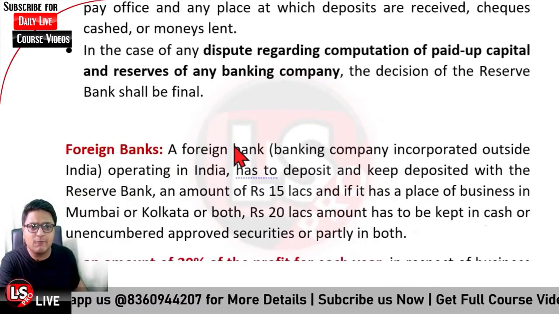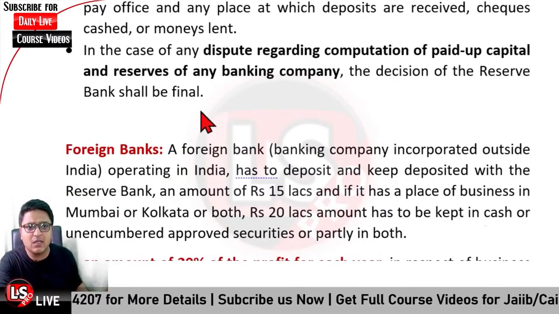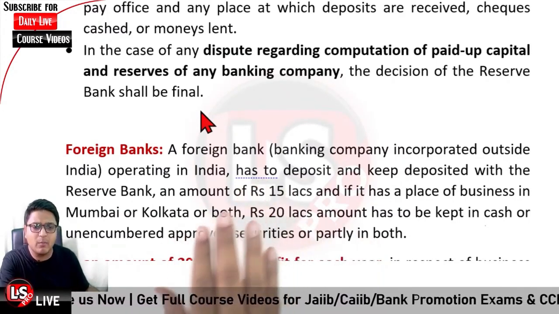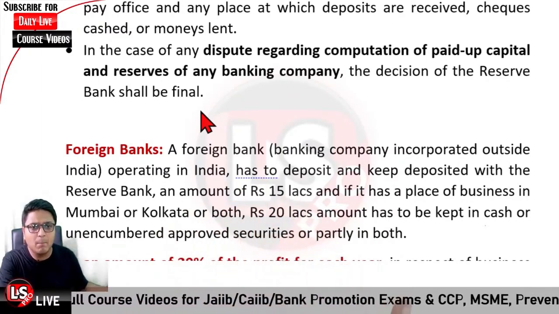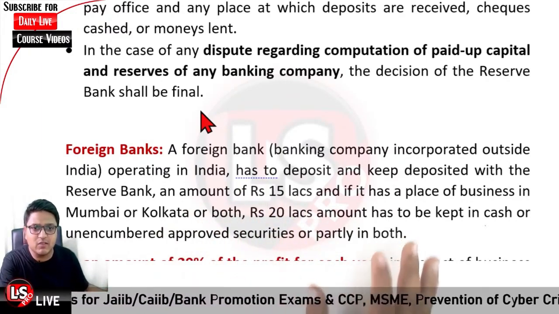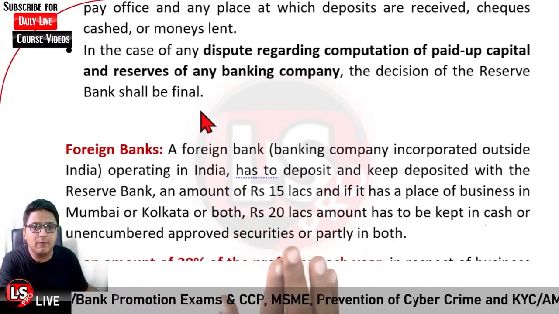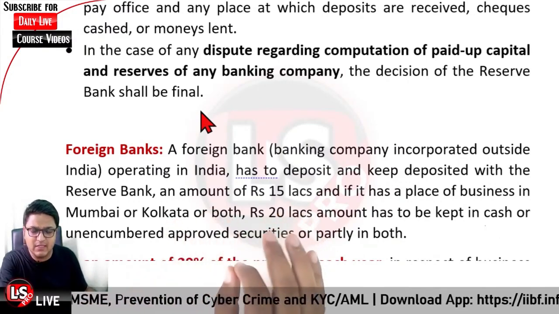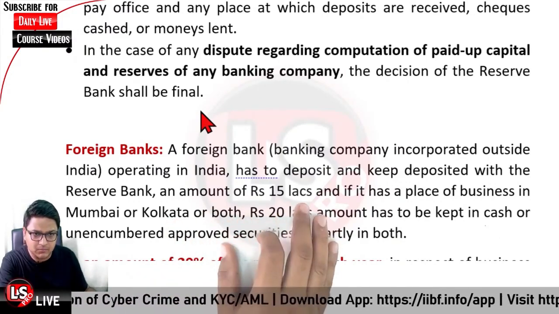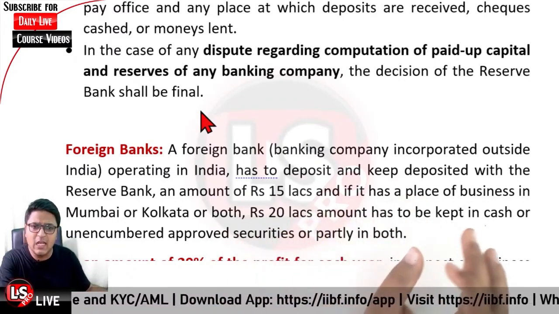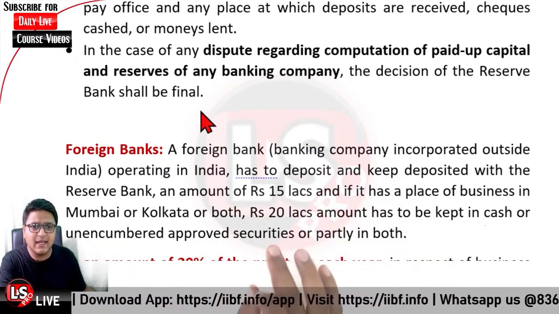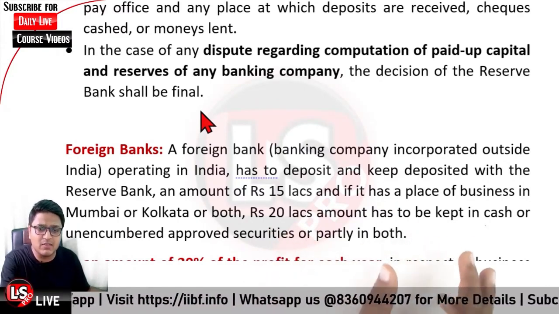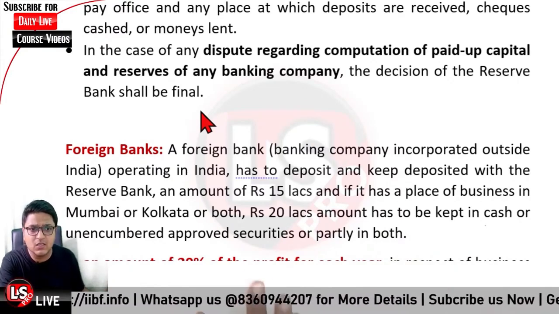First of all, it is regarding foreign banks. What is a foreign bank? It is a bank which is incorporated outside India but has operations in India. A foreign bank operating in India has to keep a deposit with the Reserve Bank of India of rupees 15 lakh if it has branches in India. Further, if it has a place of business in Mumbai or Kolkata, it has to deposit rupees 20 lakh in the form of cash or unencumbered approved securities, or both.